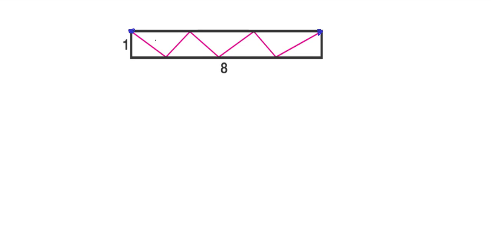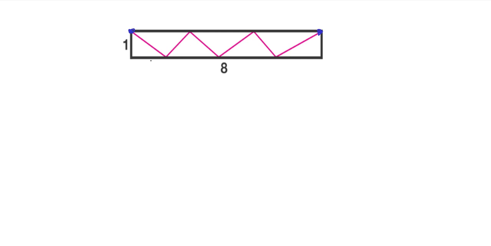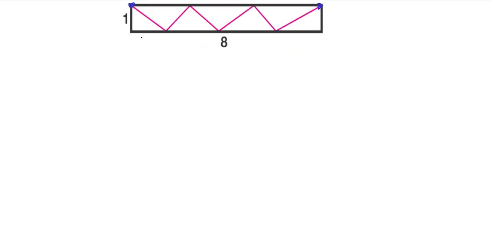What we want to find is the minimum value of the sum of these 6 segments, or the sum of the lengths of these 6 segments. So let's consider an easier problem where we just have 2 zigzags. So if I draw a rectangle like this, and I draw something like this, I want to know the shortest length that the sum of these 2 segments can have.